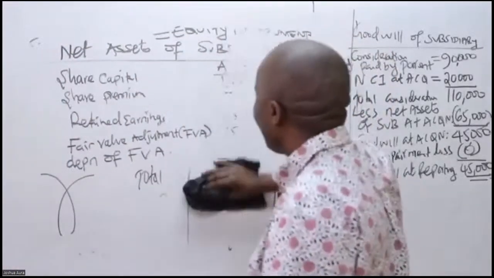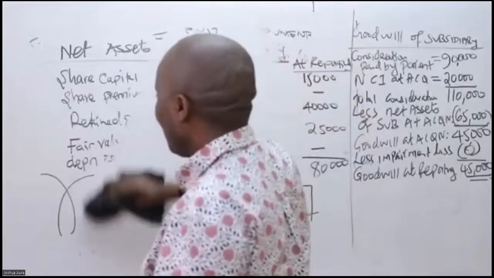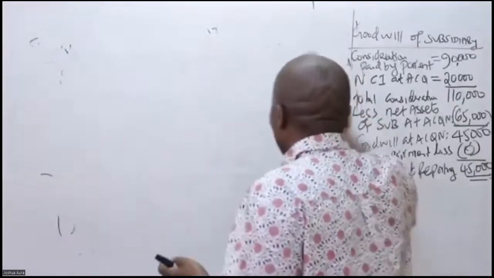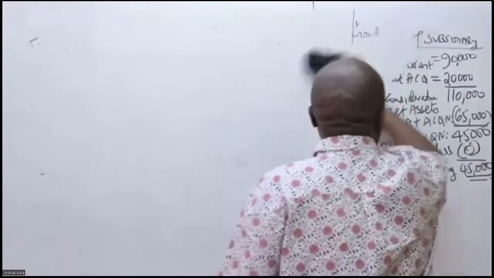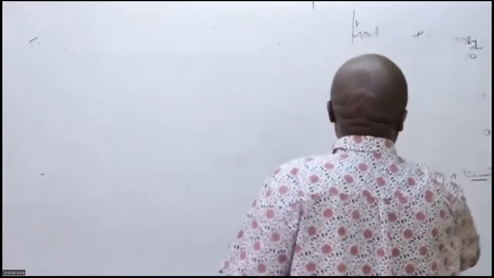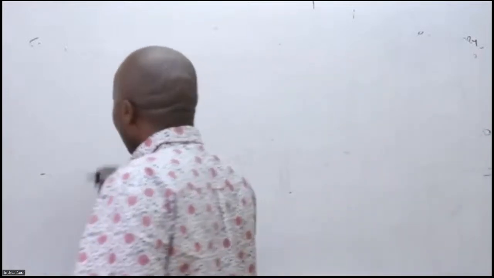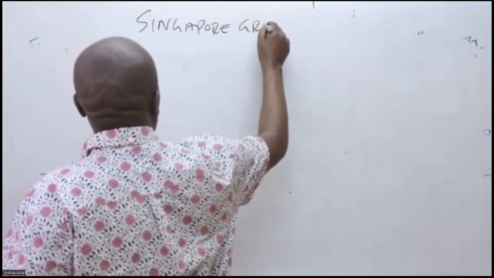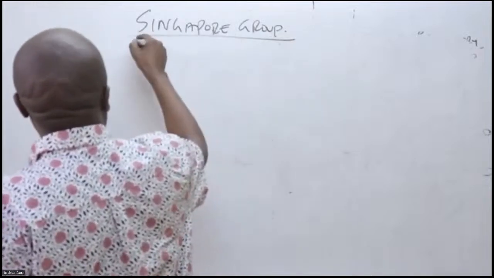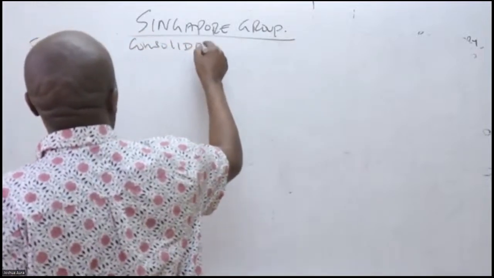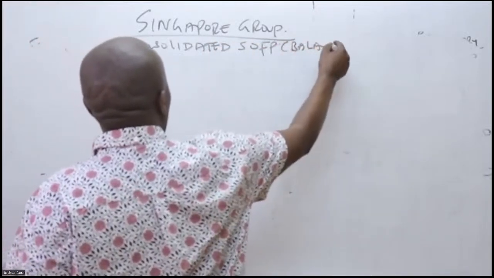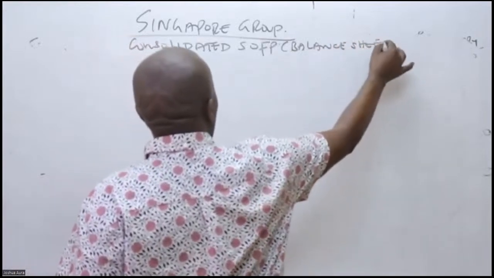So we go ahead and do what here? The consolidation. Consolidation is all about adding, all about putting things together. So now we are doing consolidation. Singapore Group, the group is owned by the name of the parent. So Singapore Group consolidated statement of financial position, or balance sheet.